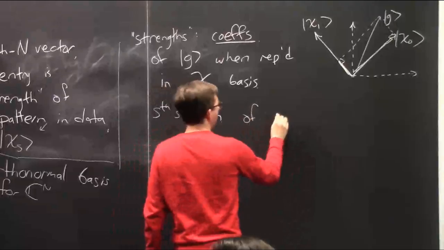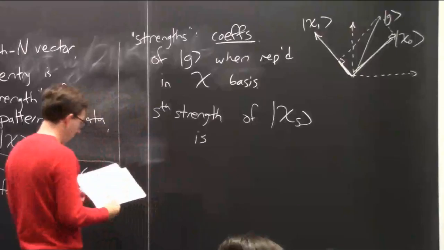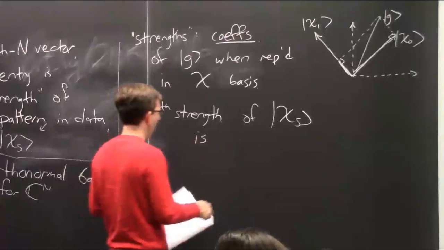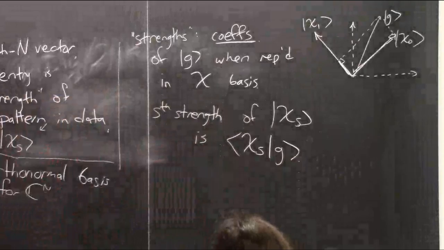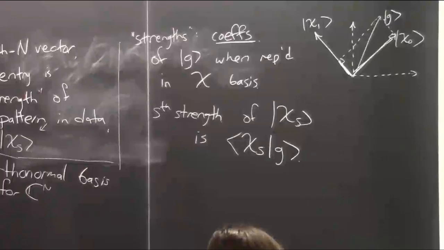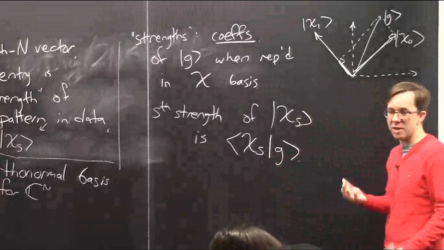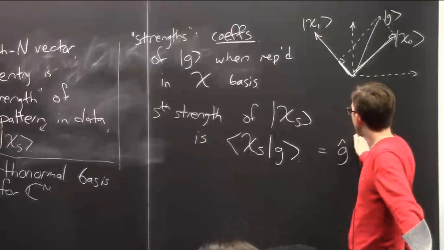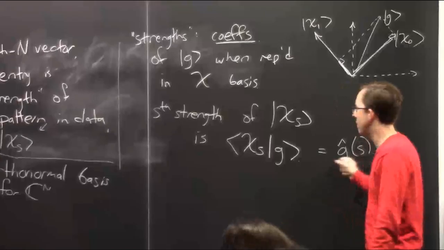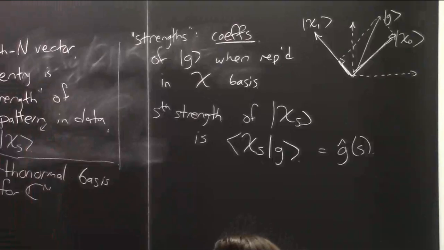Okay, so the strength of this pattern, if you will, is, I gotta remember to do it in the right order. I think I want this. Okay, so this is the inner product between G and chi S. And sometimes, especially when this orthonormal basis chi S is a very special or particular basis, as it will be in today's lecture, sometimes this is denoted G hat S. And it's called the Fourier coefficient of G. But this is the same meaning as this. It's how important pattern or vector chi S is to vector G.